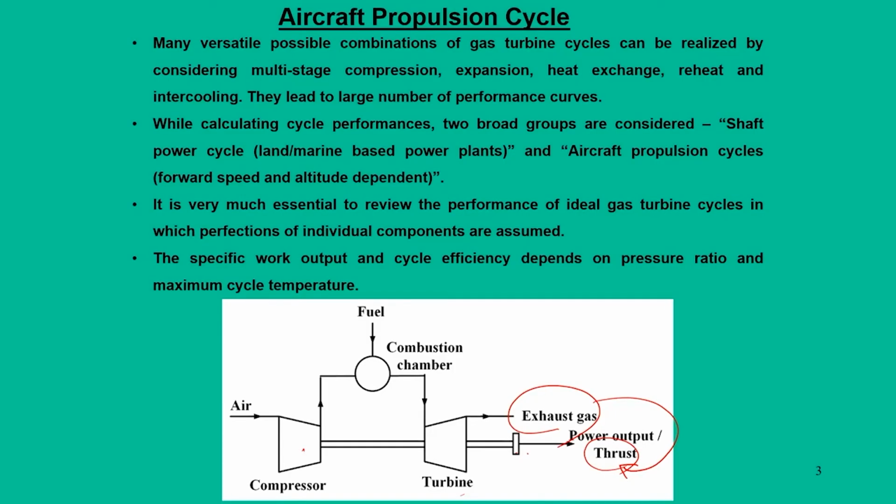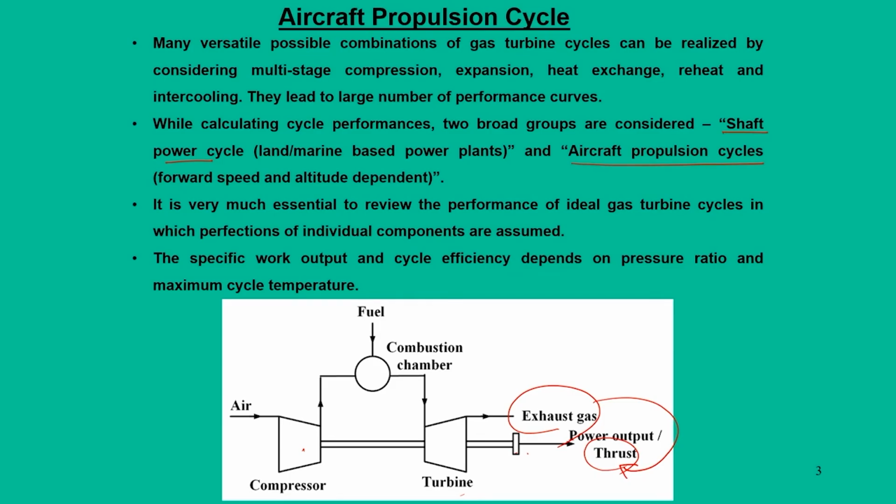But the conventional turbine is meant for power production, that is, it is coupled to a generator, and side by side it is coupled to the compressor. These are power production devices, and the same kind of components cannot be used for thrust generation. So you require some kind of modification, and that modification we call aircraft propulsion cycles. The particular cycle shown in this figure we call a shaft power cycle, which is used in static power plants, gas turbine plants, typically land and marine engines, and combined cycle power plants.